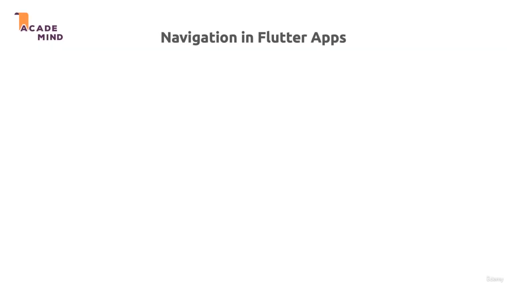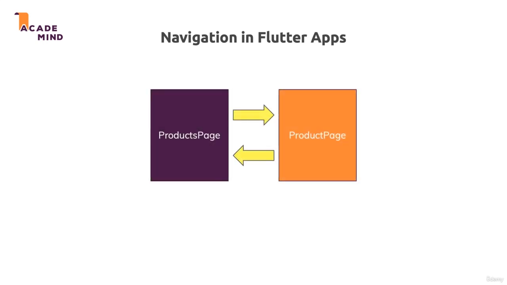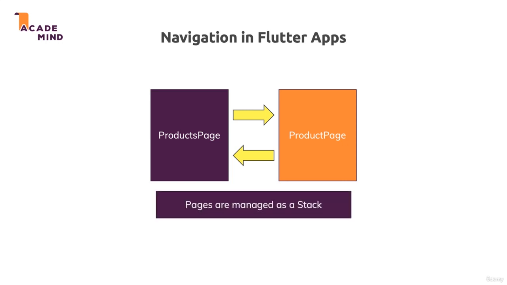In mobile apps, and therefore also in Flutter apps, but not just there, when we navigate between pages, like a products page and a product page, we typically do this by managing these pages as a stack of pages. And what's a stack? A stack basically is a list, you could say. The idea here simply is that when we go to the product page, we actually add this product page to the list, and when we go back from it, we remove it from the list.